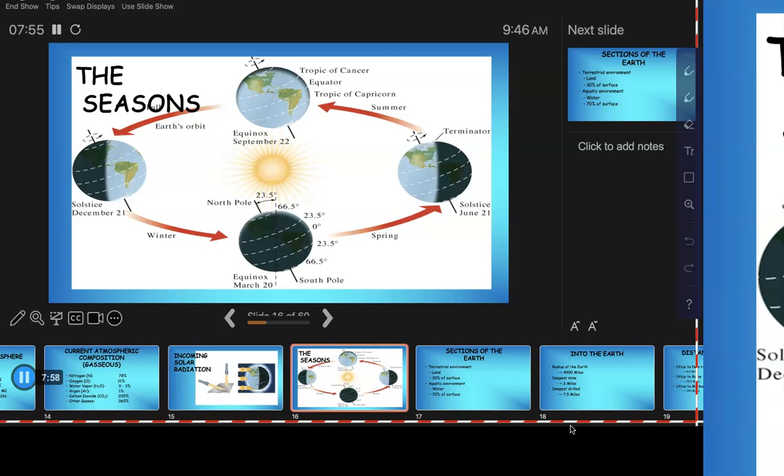So it's a circle, it's a cycle. There is no beginning, there is no end, hopefully. But there is a logical place to start. In spring semester, I start at the December solstice. In fall semester, I start at the summer solstice.